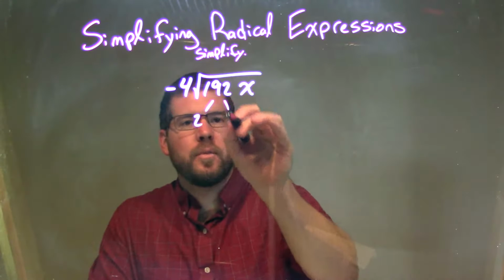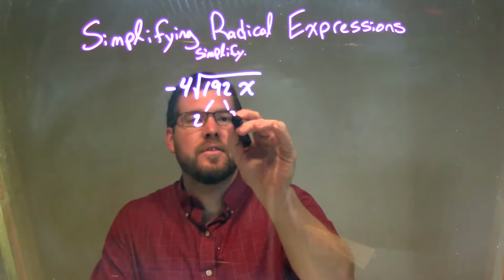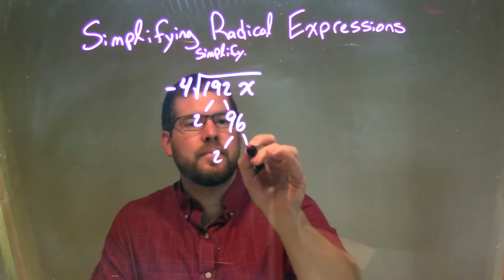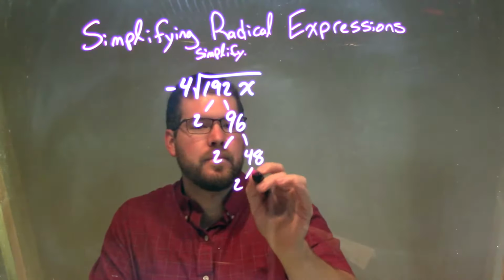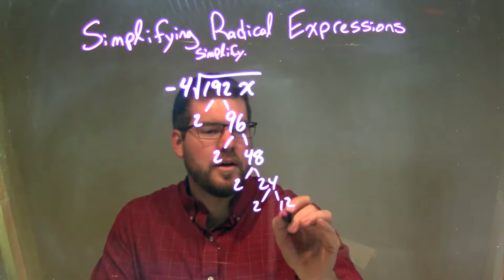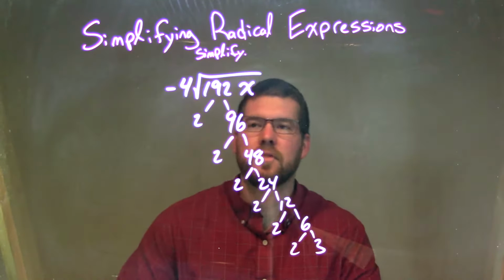192 is, I know it's divisible by 2, and I don't know off the top of my head, 192 divided by 2 is just 96. 96 divided by 2 is 48. Those 2 times 48. 48 is 2 times 24. 24 is 2 times 12, and 12 is 2 times 6, and 6 is 2 times 3. All these 2's there, okay?